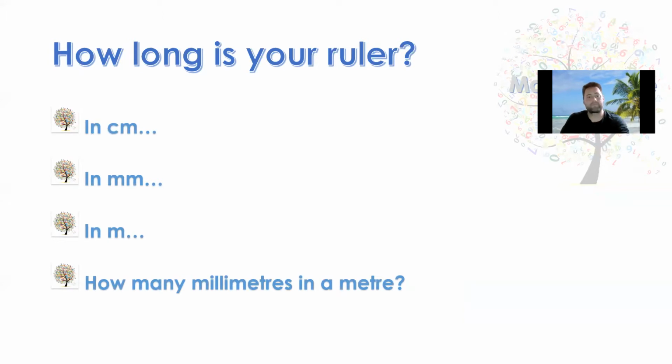For the last one, there are 10 millimeters to every centimeter. So there are 100 centimeters to every meter. So that's a bit of a clue to work that one out. Pause the video now, because I'm going to. Yeah, there are 1,000 millimeters in 1 meter.